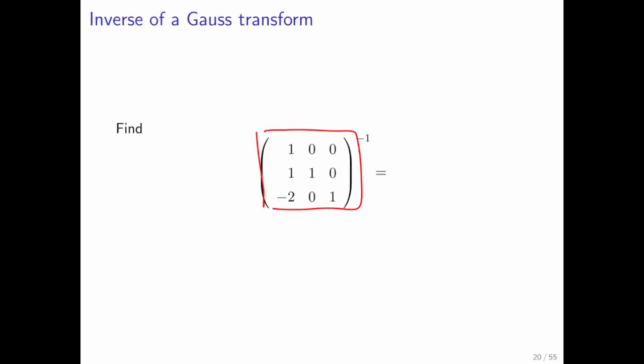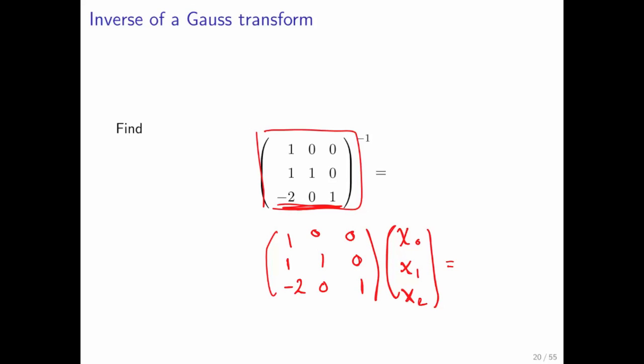Okay, we're back. What's going on here? Well, remember that this matrix actually represented a very specific kind of transformation when applied to a vector. If you look at this matrix and you apply it to a vector, what happens? The first component is left alone. The second component you add the first component to. And the third component you subtract 2 times the first component from.